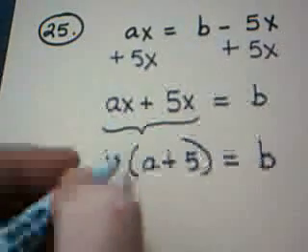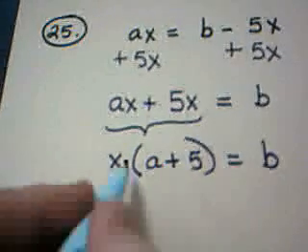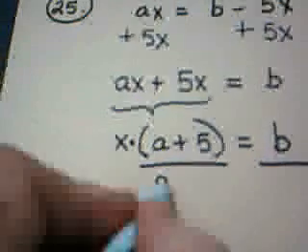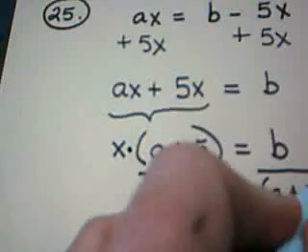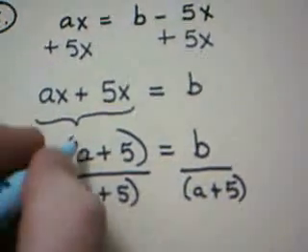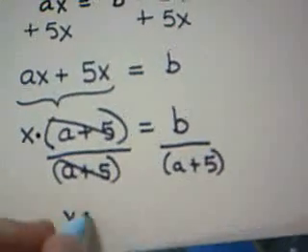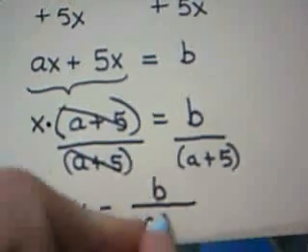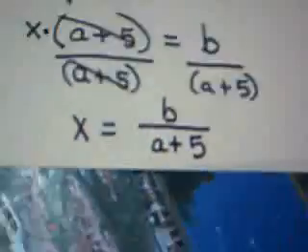And my final step here to get x alone is to undo this multiplication, and of course to undo multiplication we apply division. What I do to one side, I do to the other side. So I'm dividing through by a plus 5. The a plus 5's cancel, leaving me with the final answer. x is equal to b all over the quantity a plus 5. And we're done.